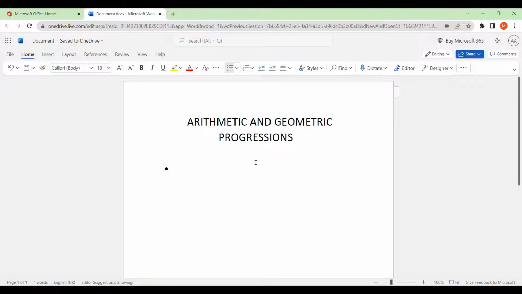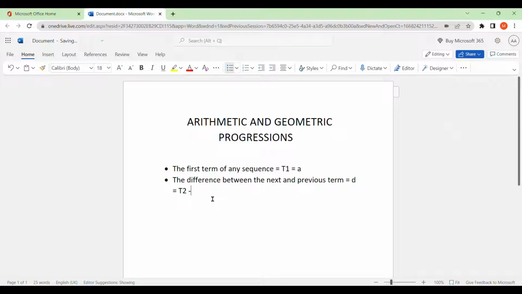Now the first term of any sequence, whether it's arithmetic or geometric, is always equal to term 1, or you can denote it by a as well. Moreover, the difference between the next and the previous term is d, or we can say term 2 minus term 1 is equal to d. Keep in mind the difference throughout the arithmetic sequence remains constant, or you can say it is common. n is the unknown term or the number of terms to be added. It depends on the question or the statement.